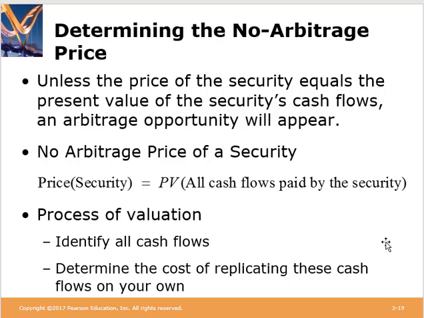So in other words, what this is saying is, for the law of one price to exist, the future cash flows, if you find their present value, they have to be equal to the current price. So the price of the security has to be equal to the present value of all the cash flows paid by the security. So as we go through this course, we're going to be talking about something referred to as valuation. How do you find the value of an asset? How do you find the right-hand side of this equation?